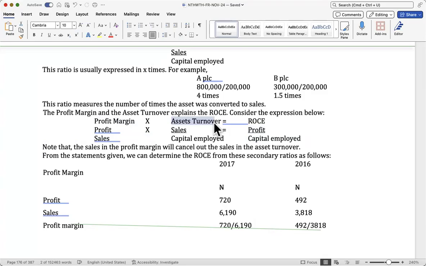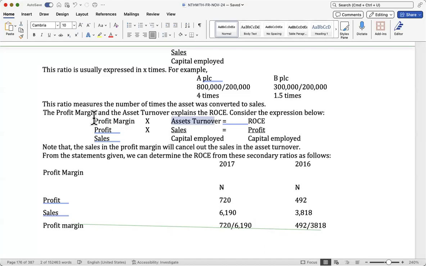But you find out that it's not usually possible for asset turnover to increase while profit margin is increasing as well. They are mutually exclusive. Not that they can't exist at the same time, but of course they can. What I'm saying is that they move in opposite directions.